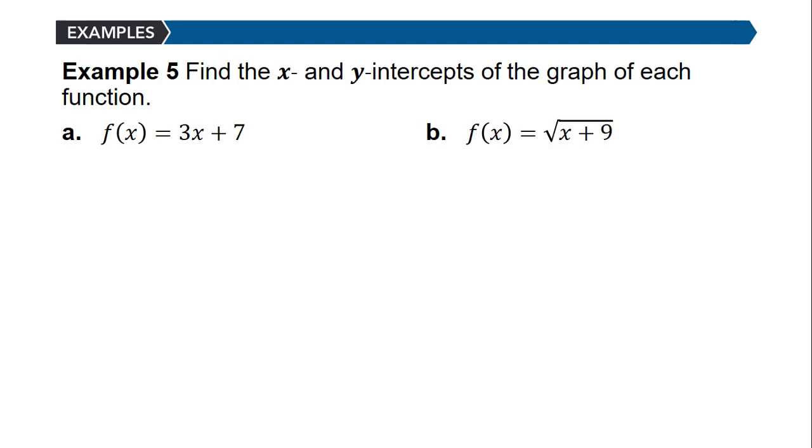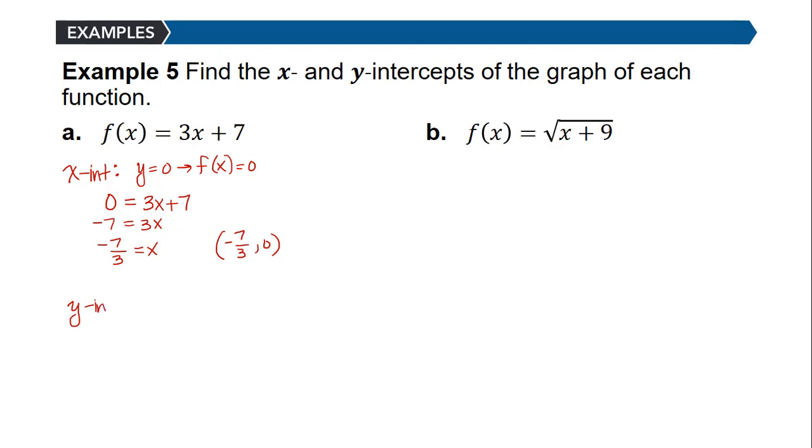So if we wanted to find the x-intercept, remember, for the x-intercept we let y equal 0, but in function notation, that's going to mean we let f of x equal 0. So we would have 0 equals 3x plus 7, and then subtract 7 to get negative 7 equals 3x, and then divide by 3 to get negative 7/3 equals x. Therefore, the x-intercept is the ordered pair (negative 7/3, 0).